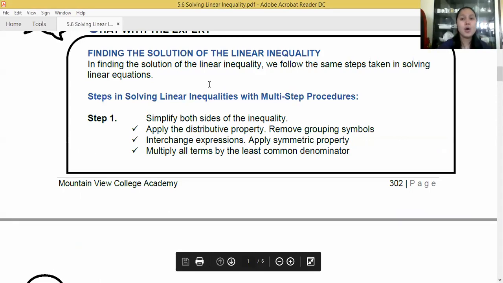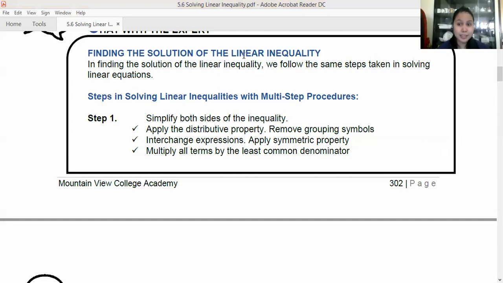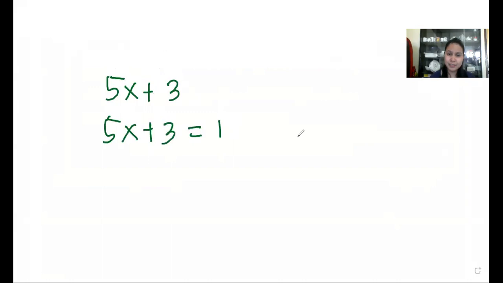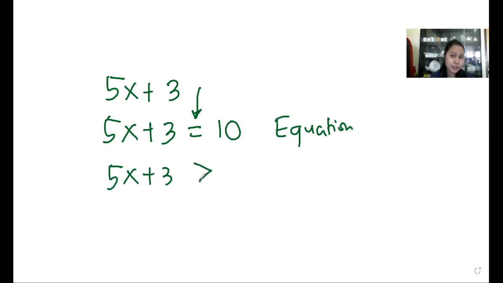Now, remember, we have tackled before the difference between a linear equation and a linear inequality. If we say linear expression, it's only like this: 5x + 3. That's a linear expression. If we say linear equation, we have 5x + 3 = 10. This becomes a linear equation because we have our equal sign. But if you say linear inequality, we have an inequality sign like greater than, less than, greater than or equal to, less than or equal to, or simply the sign not equal to.